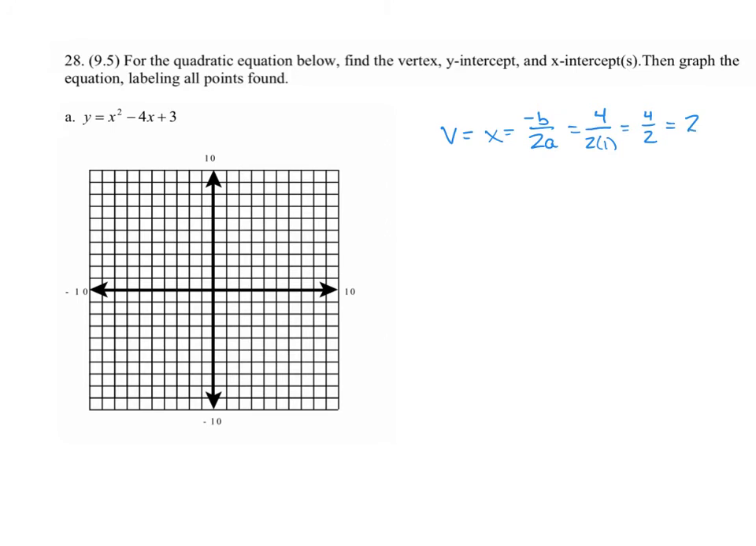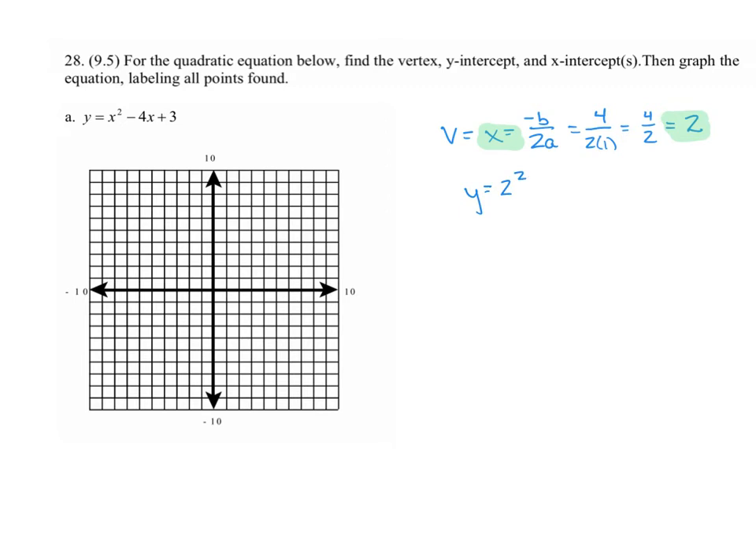And we get 4 divided by 2 is 2. So remember that what this means is our x coordinate is 2. We still need to find our y coordinate. So for our y coordinate, we're going to go ahead and plug in 2 to our original equation.